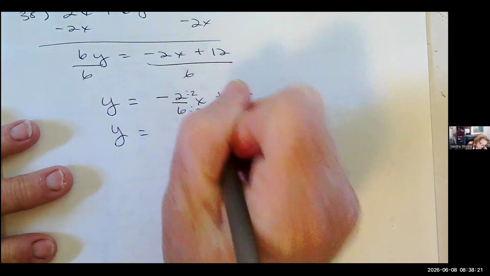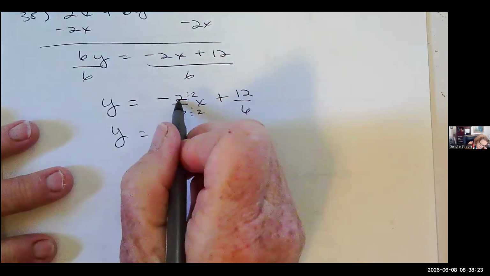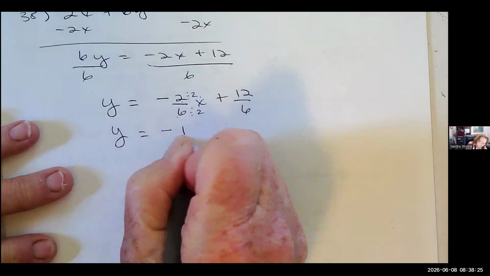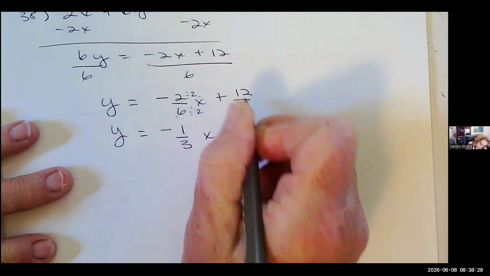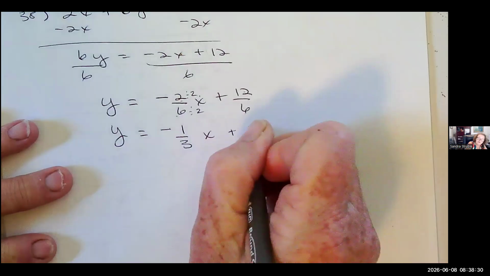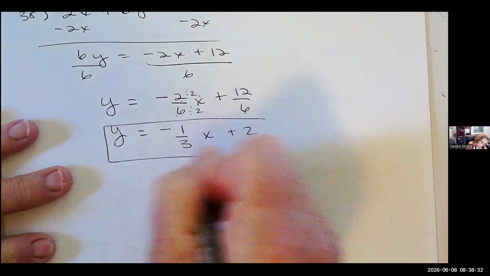So negative 2 divided by 2 is negative 1. 6 divided by 2 is 3. 12 divided by 6 is 2. Solve for y.